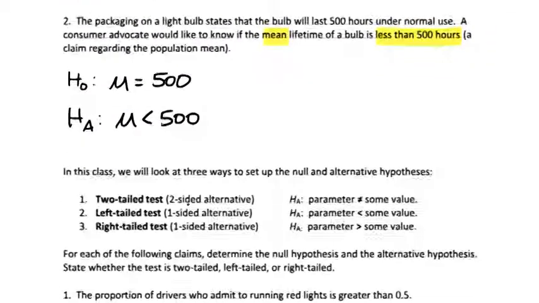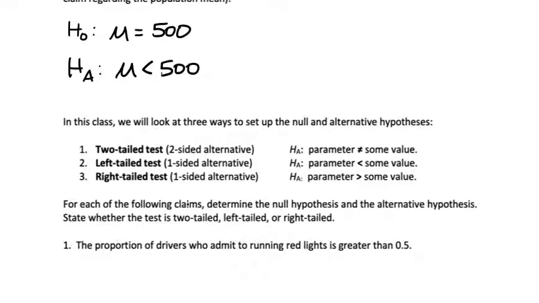And so we have names for these when we have the less than, not equal, or greater than. If our alternative hypothesis is a not equal hypothesis, then that gives what's called a two-tailed test. If our alternative hypothesis is less than, the parameter p or mu is less than some value, that's going to be what's called a left-tailed test. And if our alternative hypothesis is greater than, then that makes what's called a right-tailed test.